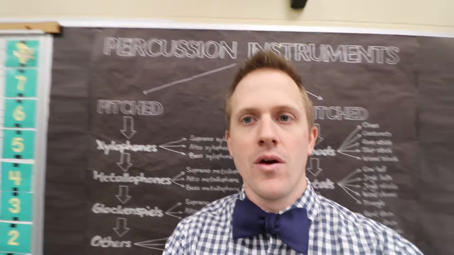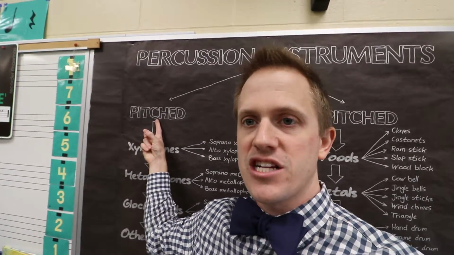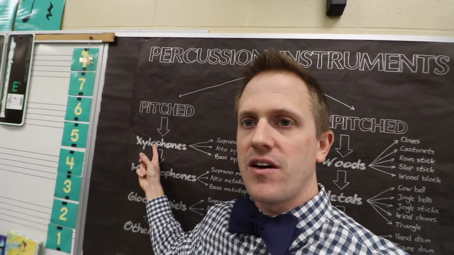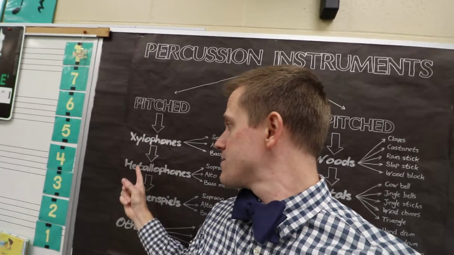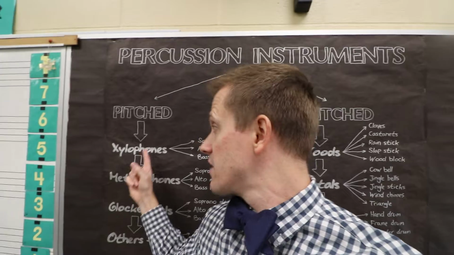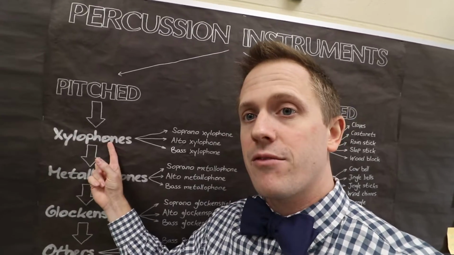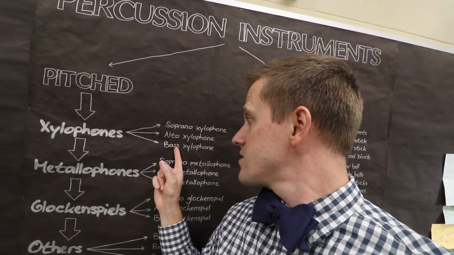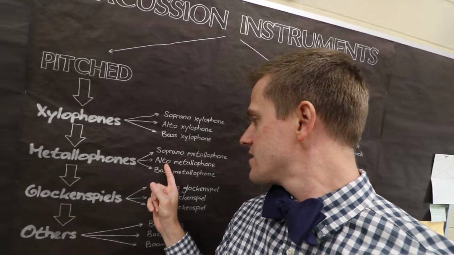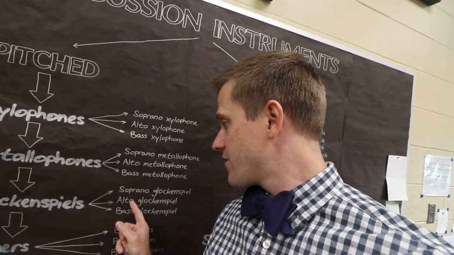Now, within these different types of pitched percussion instruments, so within the xylophones, metallophones, and glockenspiels, we also have three different kinds. Let me show you. Back to here. Right now, we're talking about pitched percussion instruments. Let's start with xylophones. Okay? Xylophones have three different kinds. Metallophones have three different kinds. And glockenspiels also have three different kinds.